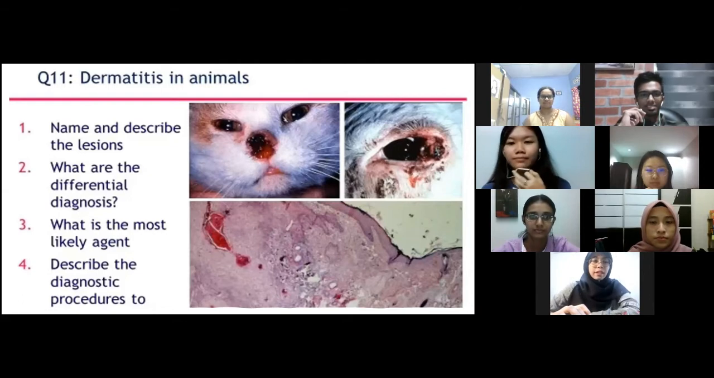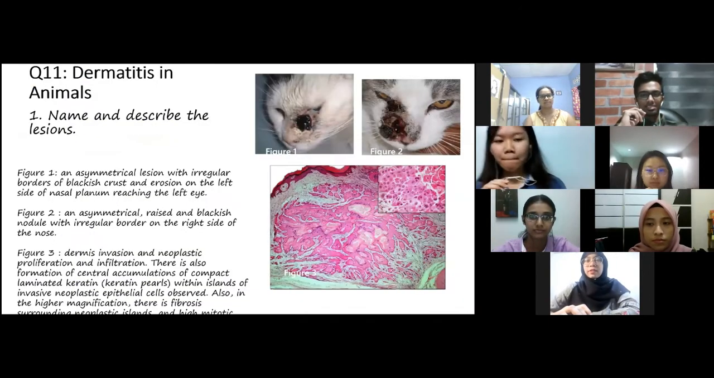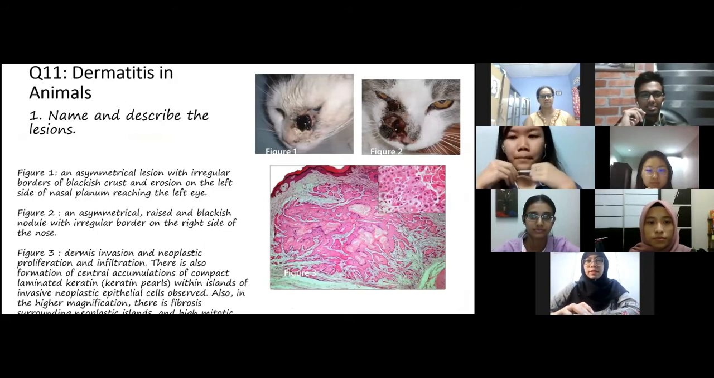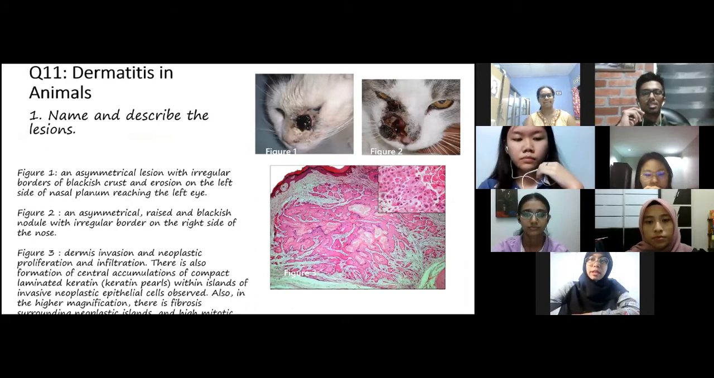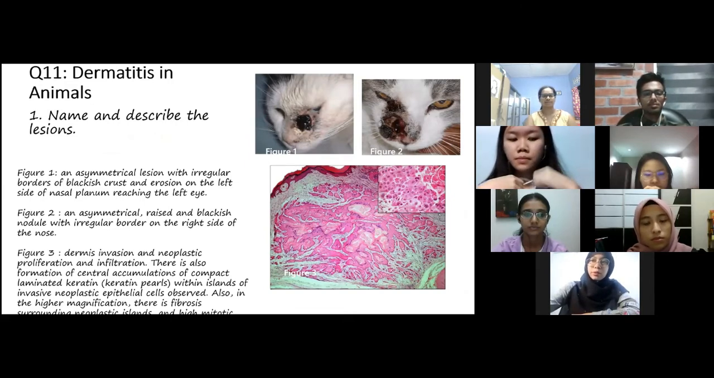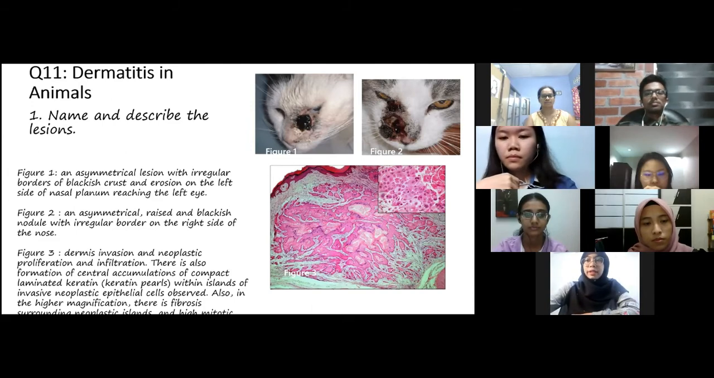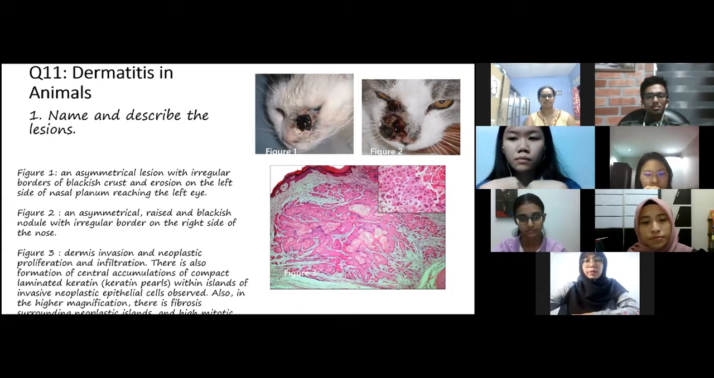Okay, so I will present the first question, which is name and describe the lesions. So we chose different pictures that are clearer. For figure 1, we can see that there is an asymmetrical lesion with irregular borders of blackish crust, and there is also an erosion on the left side of the nasal planum, which reaches the left eye. Moving on to figure 2, there is also an asymmetrical, raised and blackish nodule with irregular borders on the right side of the nose.